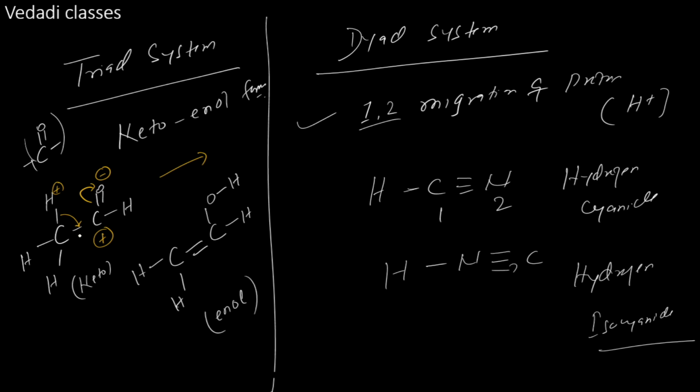In the keto-enol form, this is one carbon, first atom, second atom, third atom, and the proton is getting transferred from 1 to 3. So this is known as a 1,3 migration of proton. We also say this is 1,3 migration of proton. So this is the triad system, a type of triad system. I can give you some more examples.